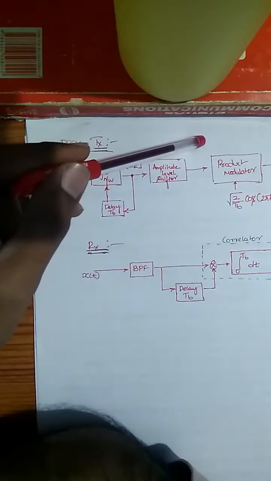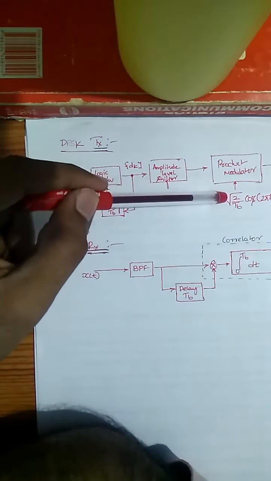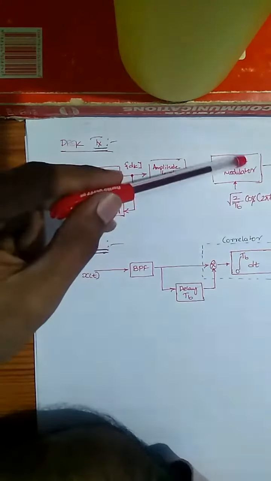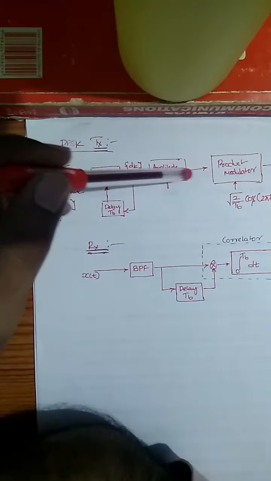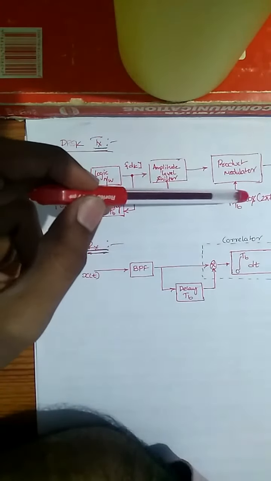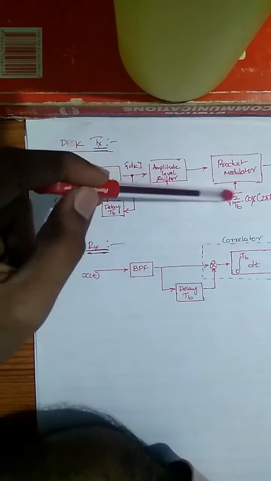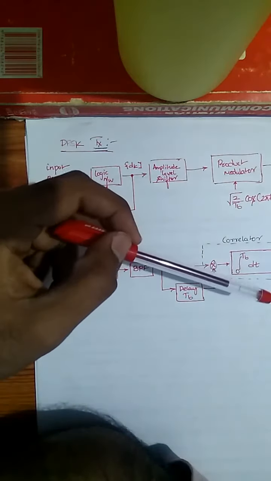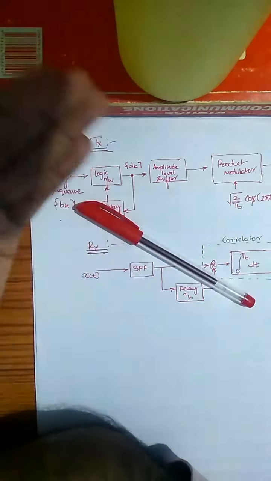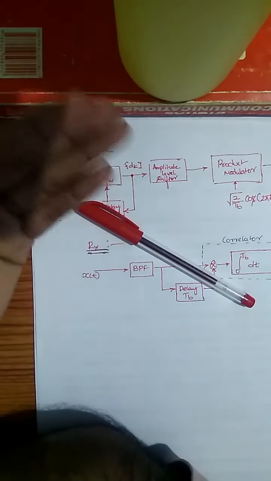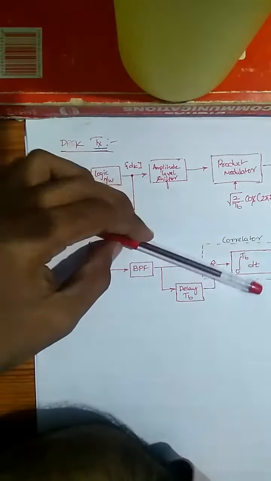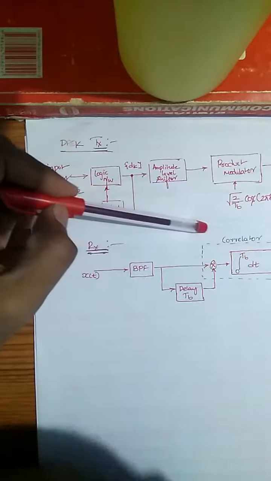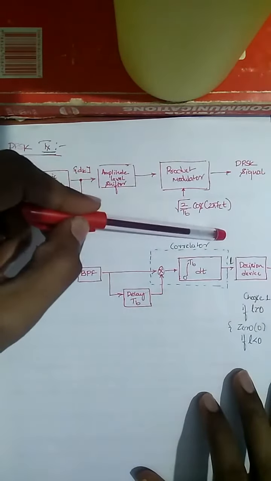If a bit 1 is being transmitted, then the signal root of 2 over TB cos 2 pi f ct will be transmitted, and if a bit 0 is to be transmitted, then a phase shifted version of the same signal. The signal will be the same, root 2 over TB cos 2 pi f ct, with a phase shift of pi radians, and that will be transmitted. So this is about the DPSK transmitter part.